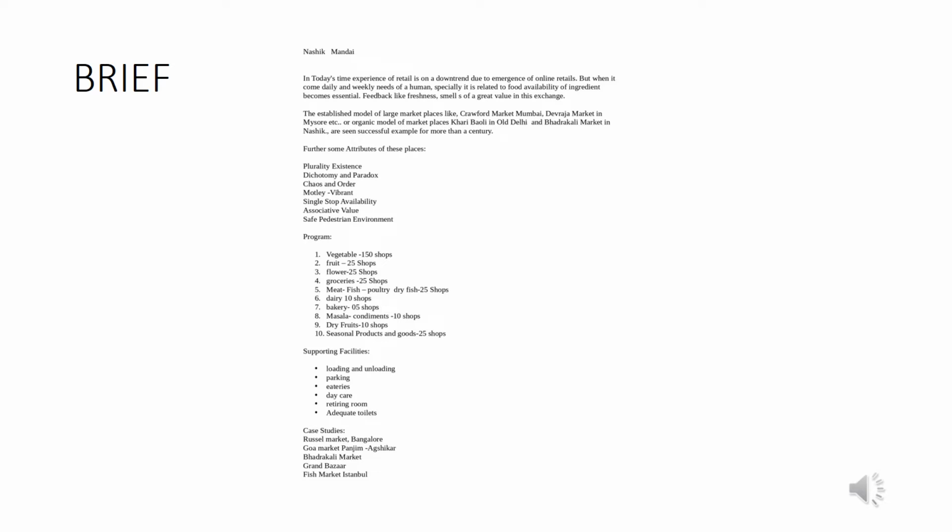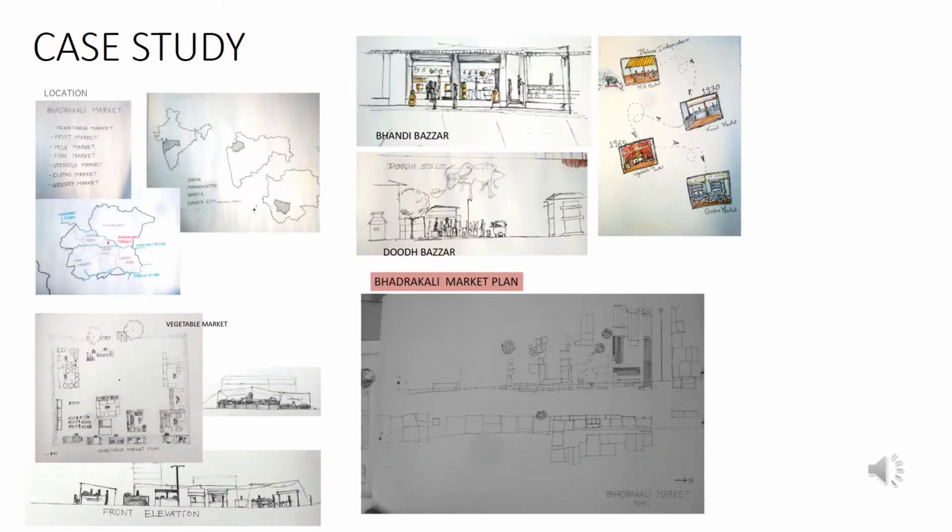Established large markets like Crawford Market in Mumbai or Bhadrakali Market in Nasik are successful ones. So we did a case study of Bhadrakali Market, which is located in Nasik, Maharashtra. We analyzed that there are a variety of products available there, like vegetables, fruits, fish, utensils, also grocery, clothes, etc.